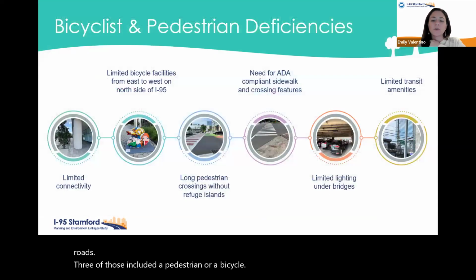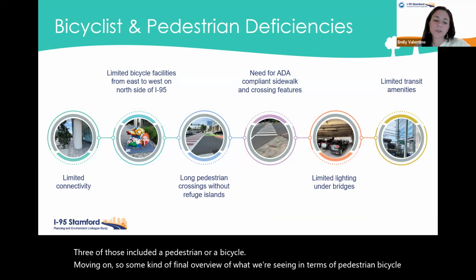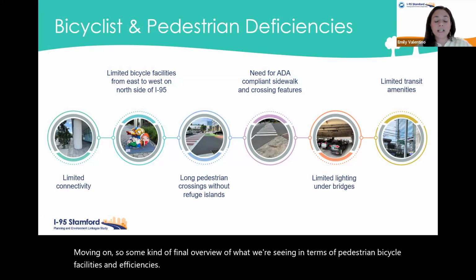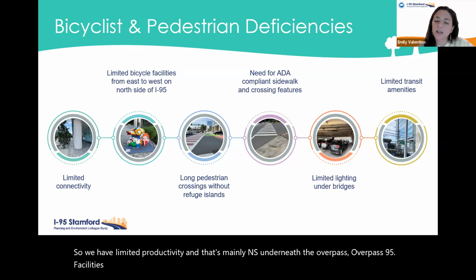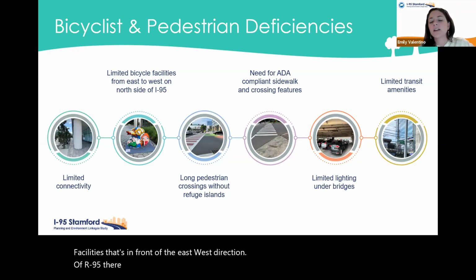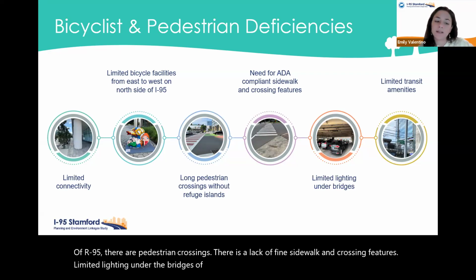Moving on, so some high-level review of what we're seeing in terms of pedestrian and bicycle facilities and deficiencies on the local roads. So we have limited connectivity, and that's mainly north-south underneath the overpass under I-95. There are limited bike facilities, and that's mostly from the east-west direction on the north side of I-95. There are long pedestrian crossings. There's a lack of ADA-compliant sidewalk and crossing features. Limited lighting under the bridges, and that's under the underpasses, and limited transit amenities.